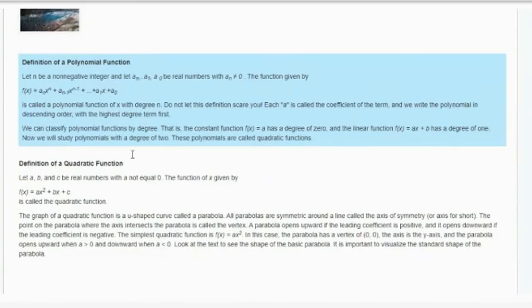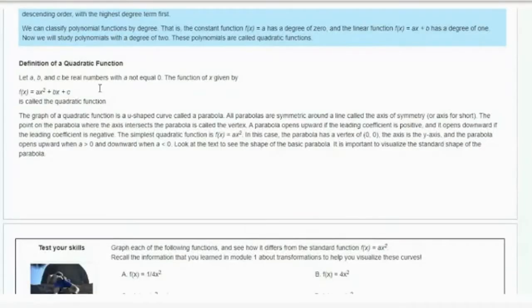All right, we're going to study polynomials, starting out with a degree of 2, called quadratic functions. Nothing new there. Definition of a quadratic function: let a, b, and c be real numbers with a not equal to 0. If a is equal to 0, we don't have a quadratic function because our x squared term does not exist. So that's the only rule here. So f of x equals ax squared plus bx plus c. That's a quadratic function as long as we have a.